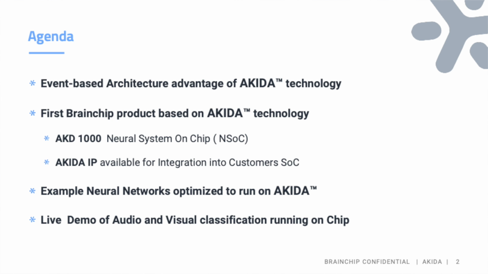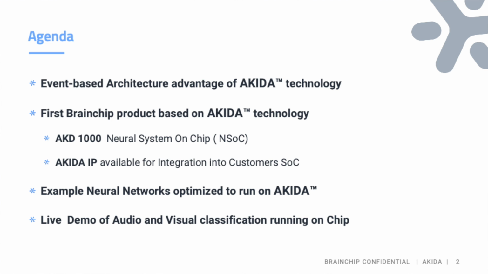Today, I'm going to talk about the event-based architecture of Akida technology. What are the advantages of taking the AI inference into the event domain? Also, I'm going to talk about our first product based on Akida technology, which is the AKD 1000. It's a neural system on a chip. We call it NSoC. And also Akida IP that is available for people to take our IP and embed into their own SoC for edge IoT AI application.